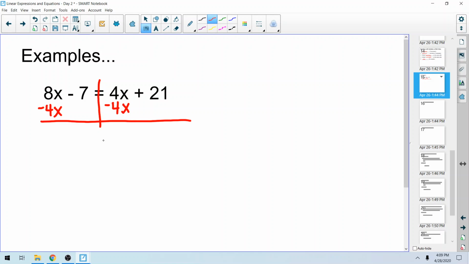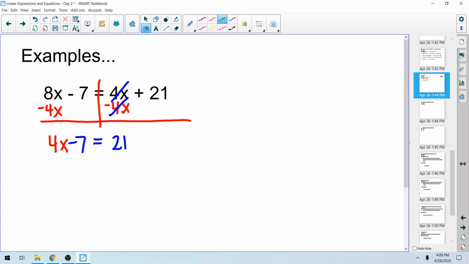So on the left, 8x minus 4x is 4x. Then I'm just going to drop down my minus 7. I'm going to keep my equal sign. 4x minus 4x is 0. And then I'm going to drop down my positive 21. Now I have all of my x's on the left side of the equation. But I have to get all my numbers on the right side of the equation.